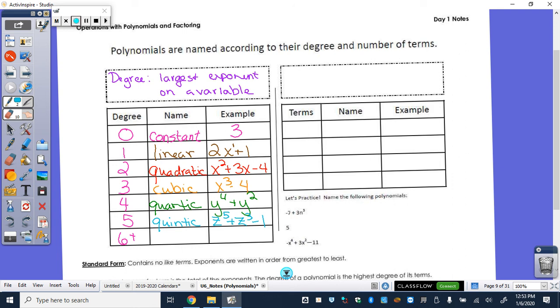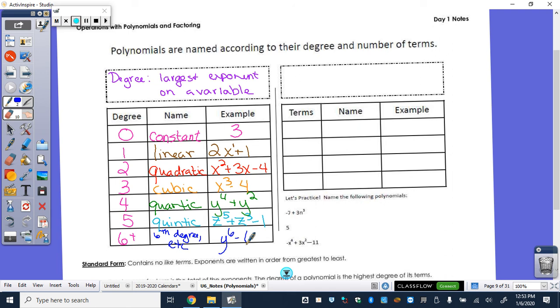And then again, anything higher than 5, whatever that degree is, you just refer to that degree. So like 6th degree, or 7th degree, or 10th degree. Whatever the largest exponent is, it's that degree. So y to the 6th minus 1, that's an example of a 6th degree. It doesn't have a special name. You just state what the number is.